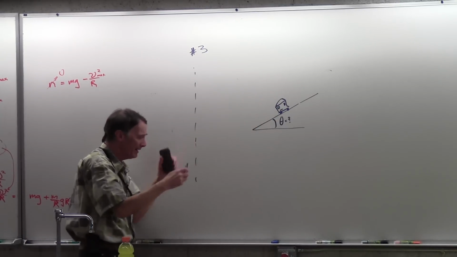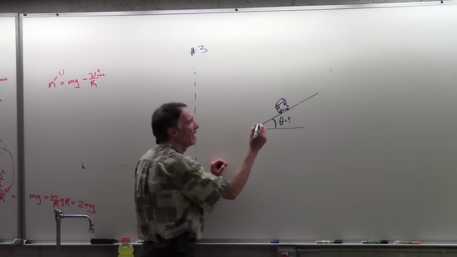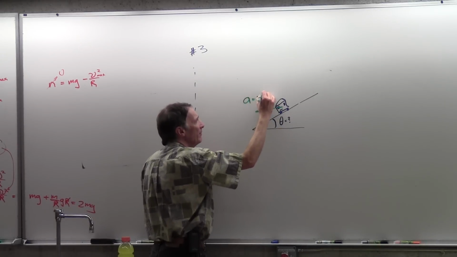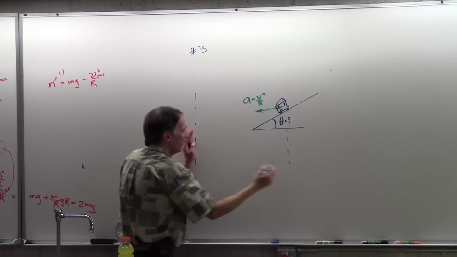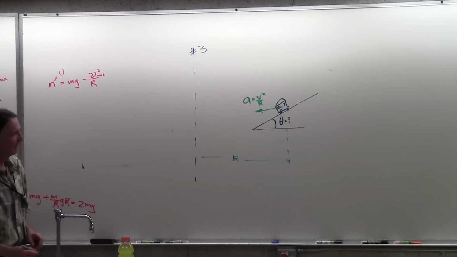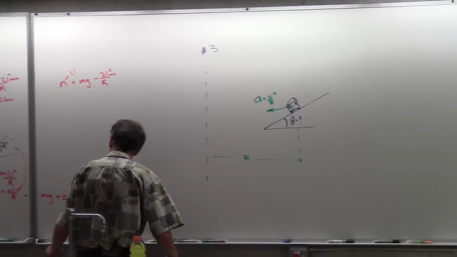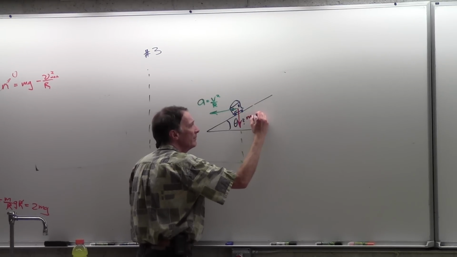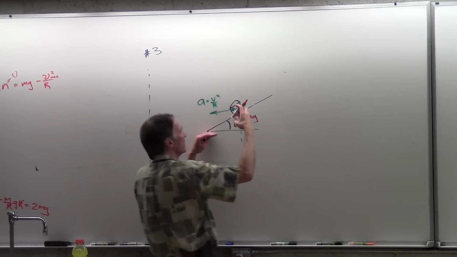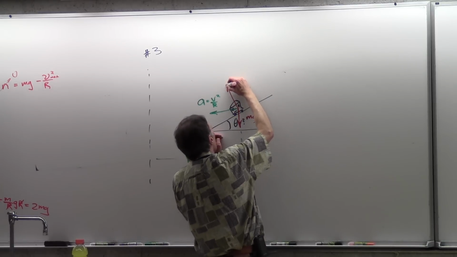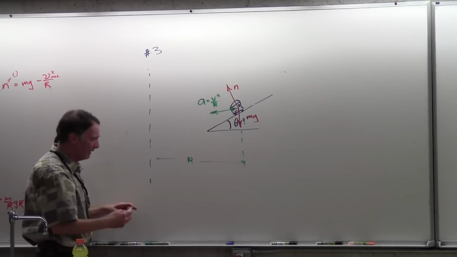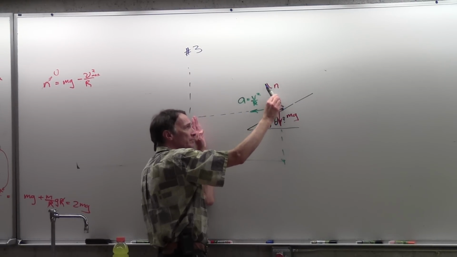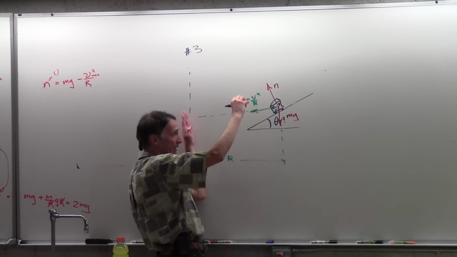Since you're going in a circle, there has to be an acceleration. I don't want to confuse that with a force, so I'm going to put that in green. That acceleration has to be v squared over the radius of this turn. Now there are really only two forces working, hopefully for us. One is gravity, straight down, mg. Then there's also a normal force, perpendicular to that surface, n. And it's that normal force that provides a component of force in the radial direction, coming into the center.